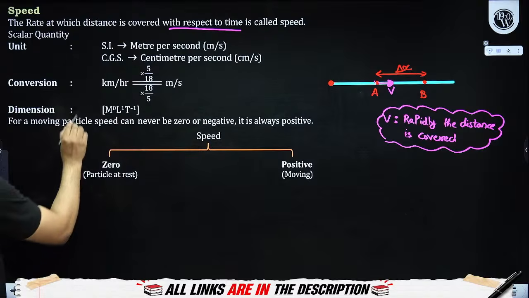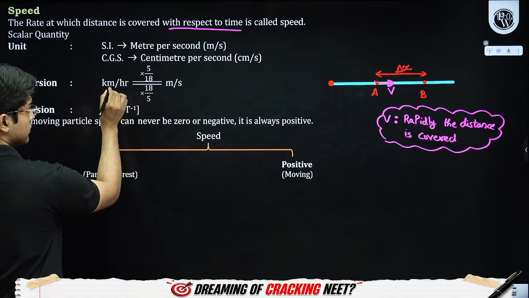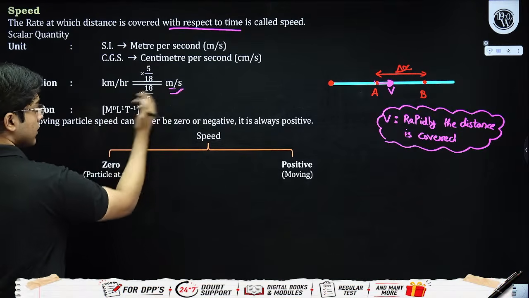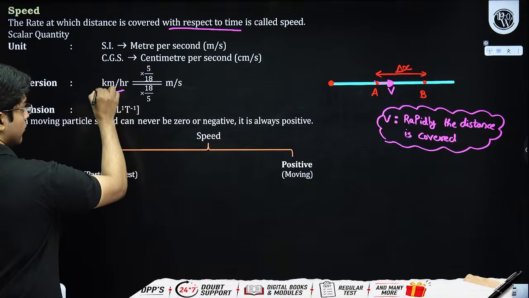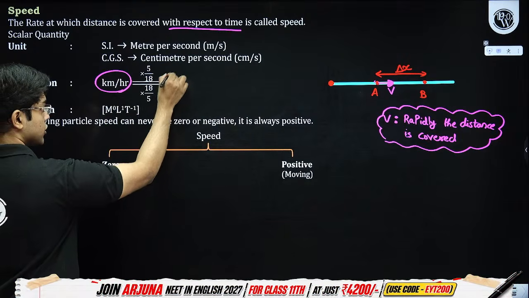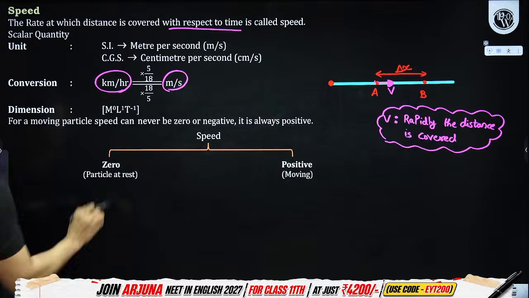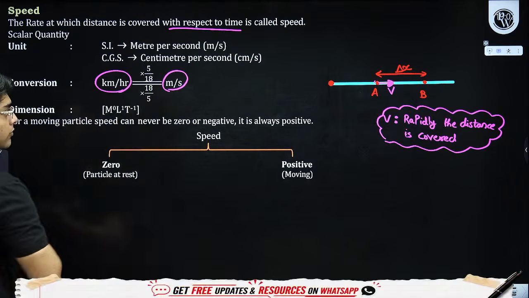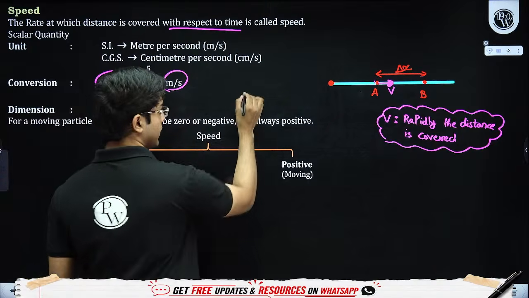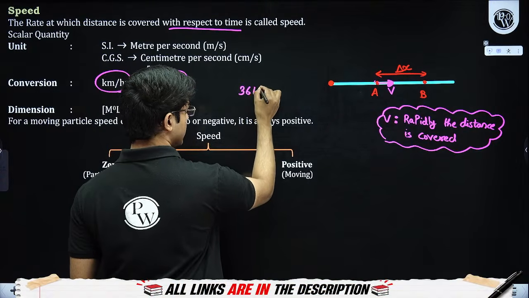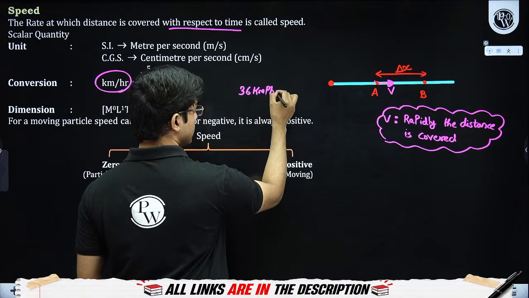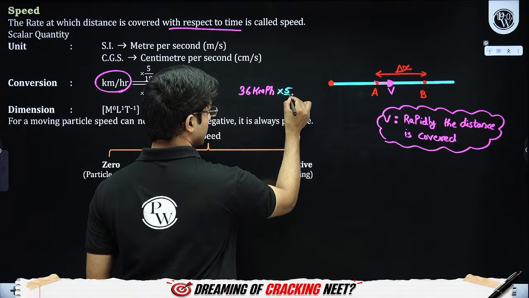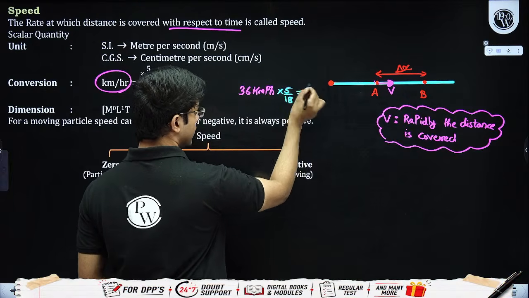Then it is measured in units of kilometer per hour or meters per second, right? So you should know how to convert between these two. This is an important conversion. If I want to convert kilometer per hour to meter per second, I just have to multiply by 5 by 18. So like 36 kilometer per hour, if I want to convert, I just have to multiply this with 5 by 18. And this factor will convert it into meter per second.